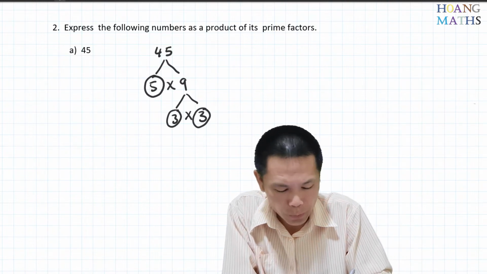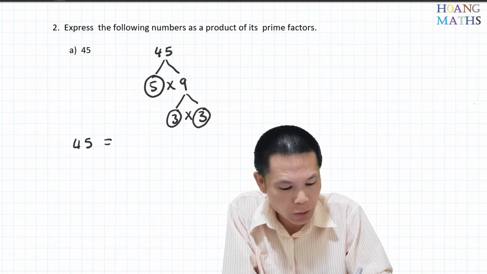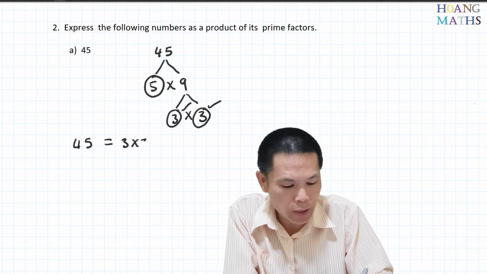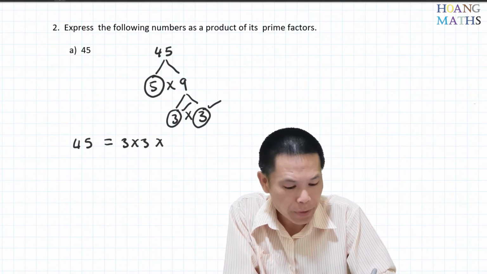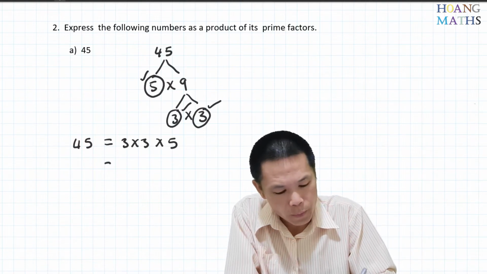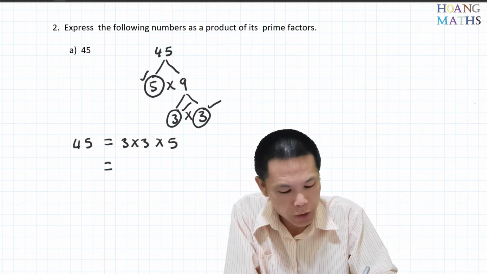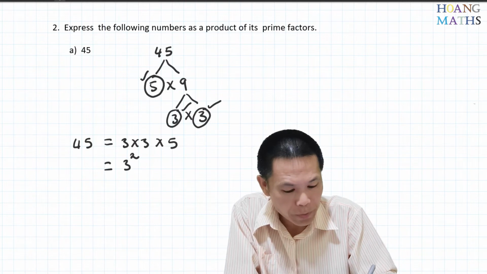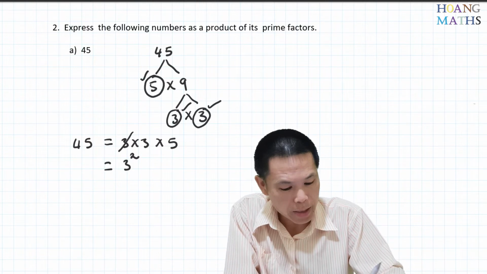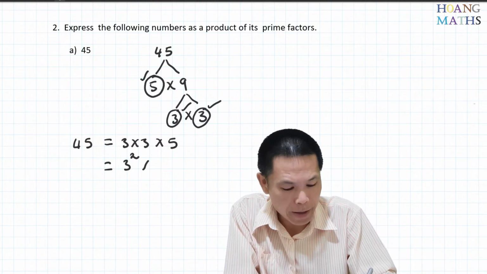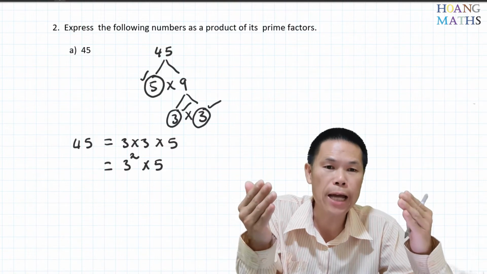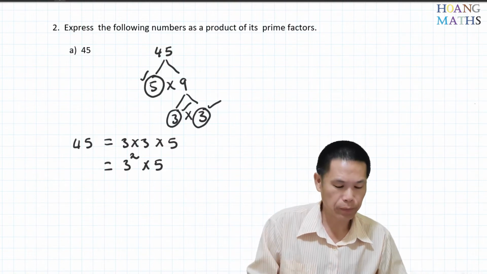So therefore, 45 is equal to, we have 3 and 3, which is 3 times 3, and then times by 5. This is it. So therefore, now 3 times 3, which is 3 squared, because we have 1, 2, so 3 to the power of 2. And then times by 5. So 45 is 3 squared times 5.